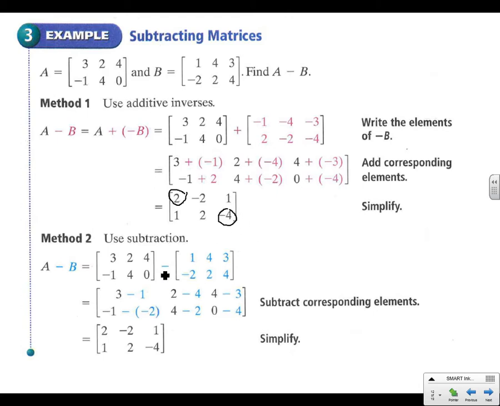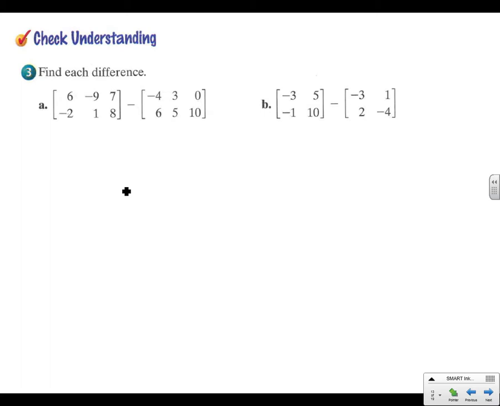Okay? Or you can just go subtraction. Just be careful with your signs. Like right here, negative 1 minus negative 2 is the same as saying negative 1 plus 2, and you'll end up with 1. Alright, so subtraction, the same way as normal subtraction. Just keep things lined up inside your matrices. So go ahead and try A and B. Make sure you can subtract both of these matrices.